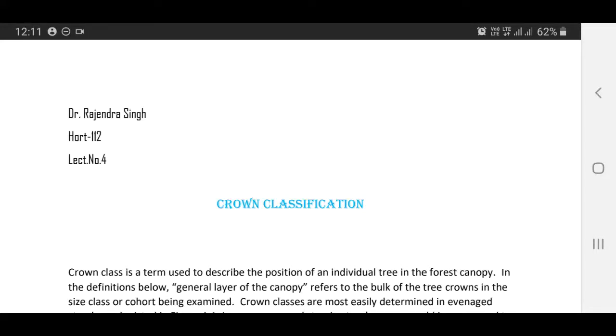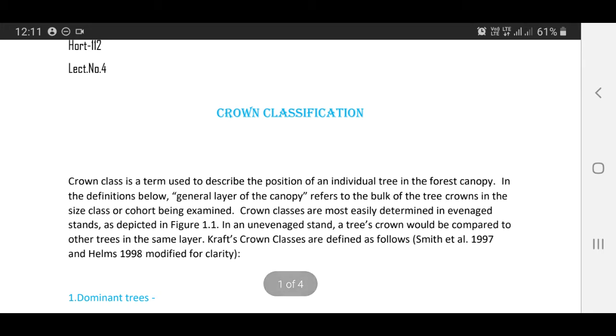Today's lecture is crown classification. Crown class is a term used to describe the position of an individual tree in the forest canopy. In the definitions below, general layer of the canopy refers to the bulk of the tree crowns in the size class or cohort being examined.